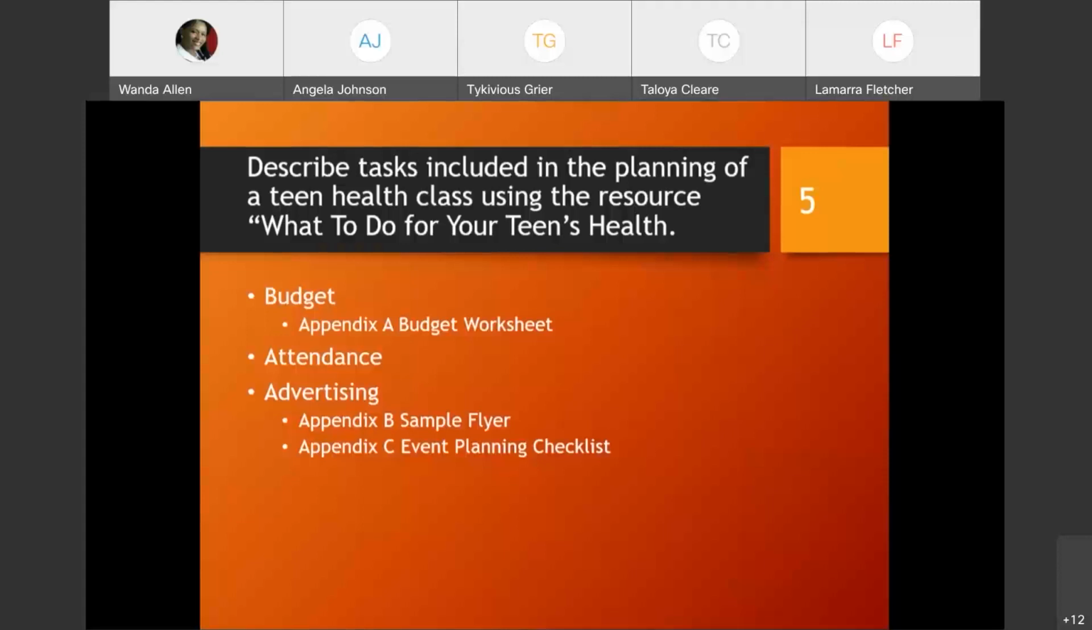Attendance as it relates to planning a class is very important. If you don't mind, please participate in this. What are some actions you think would encourage participants to attend a class?